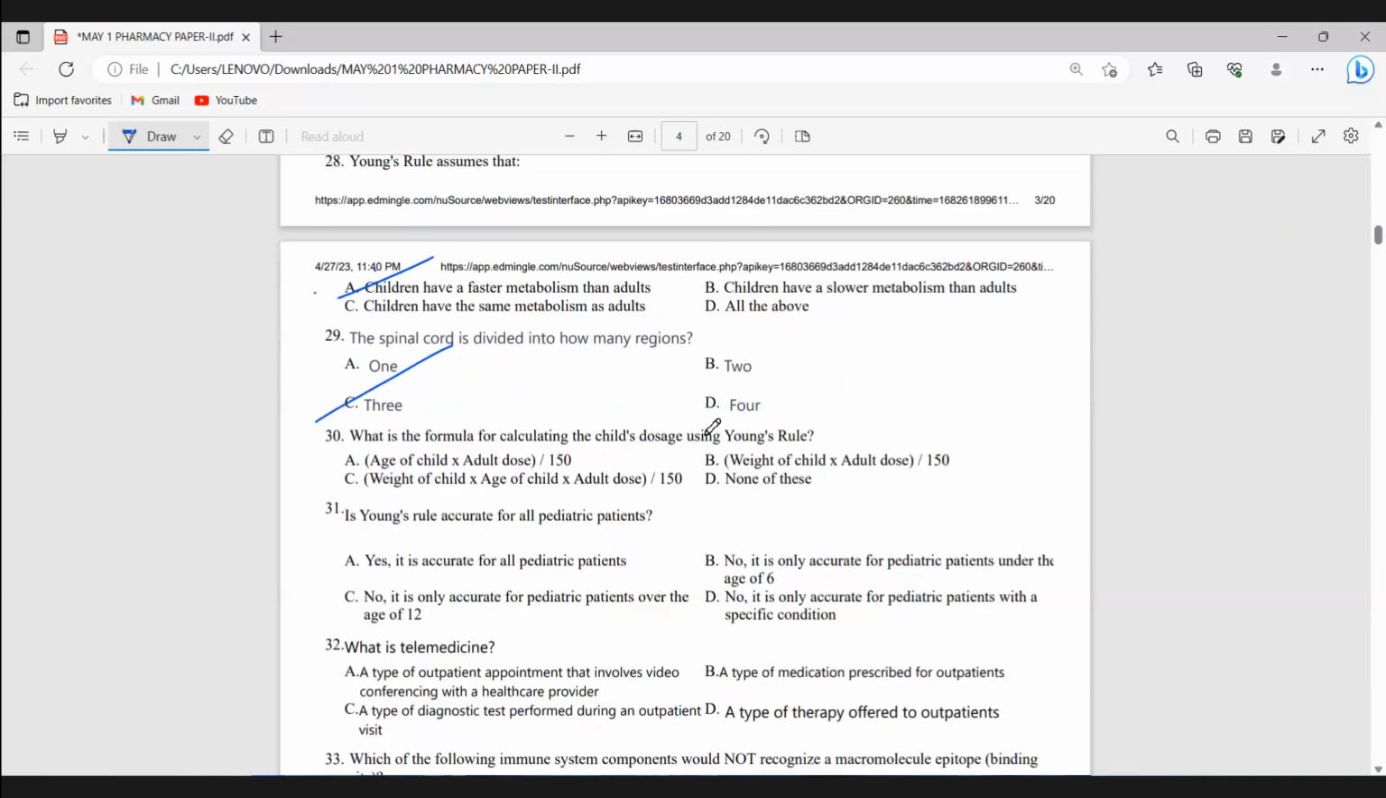Using Young's rule, age of child, option A, age of child. The formula is age of child divided by age of child plus 12. And 31 is Young's rule.